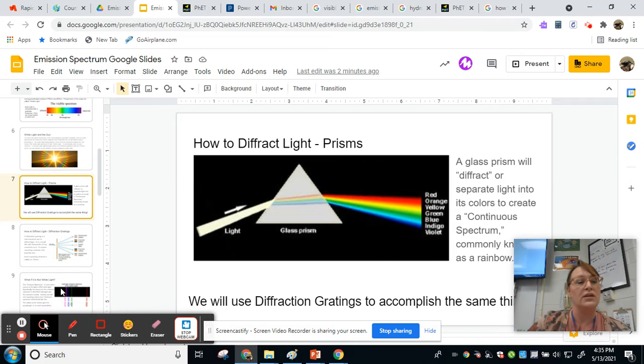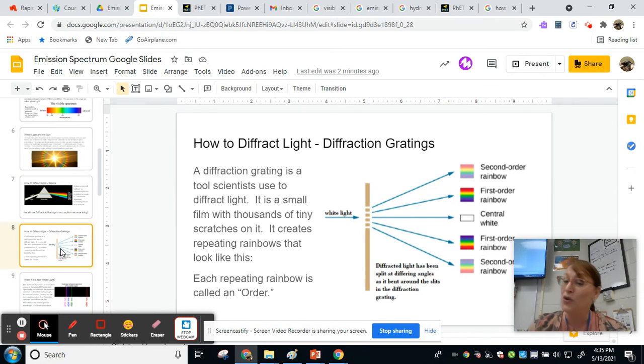So what we're going to use in our class is something called a diffraction grating, which is a little film that has scratches on it, and the light passes through the scratches, and as it hits the edges of the scratches, it bends, and each color of light will bend at a different angle. And the fun thing with diffraction gratings is you don't just see one rainbow, okay? You'll see a rainbow on the left and a rainbow on the right, and then that repeats right outside those rainbows. You'll see a repeating rainbow pattern.